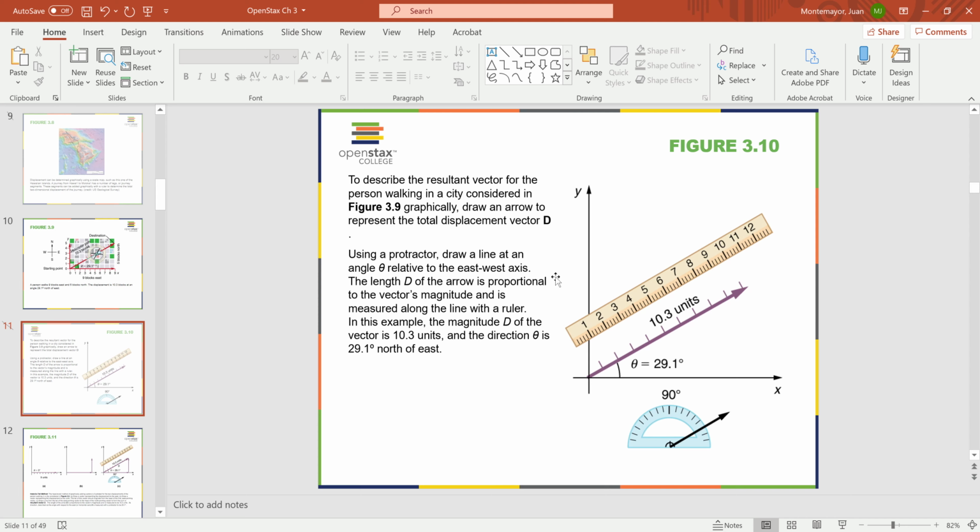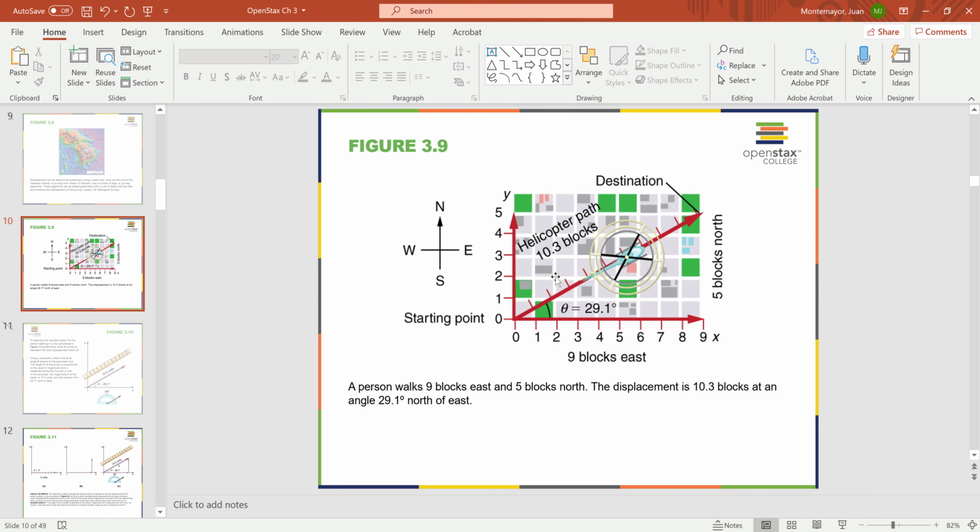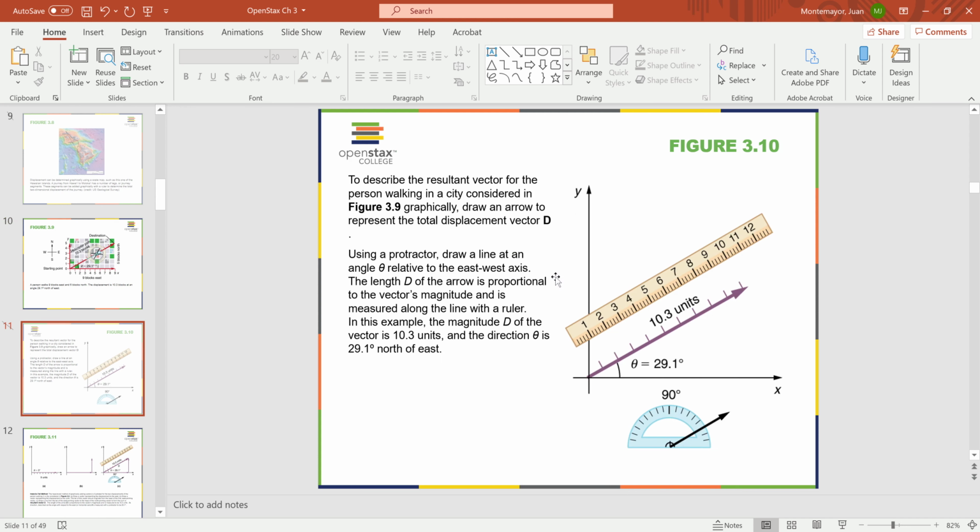If we're able to talk about, okay, well, we're going to travel 10.3 units here, we're going to have a magnitude of 10.3 units, and we're going to have a direction, theta, of 29.1 degrees. That could be interpreted in any situation. So while, yes, we can have it this way, we can use the terminology here, the units, the direction, pretty much anywhere in physics.